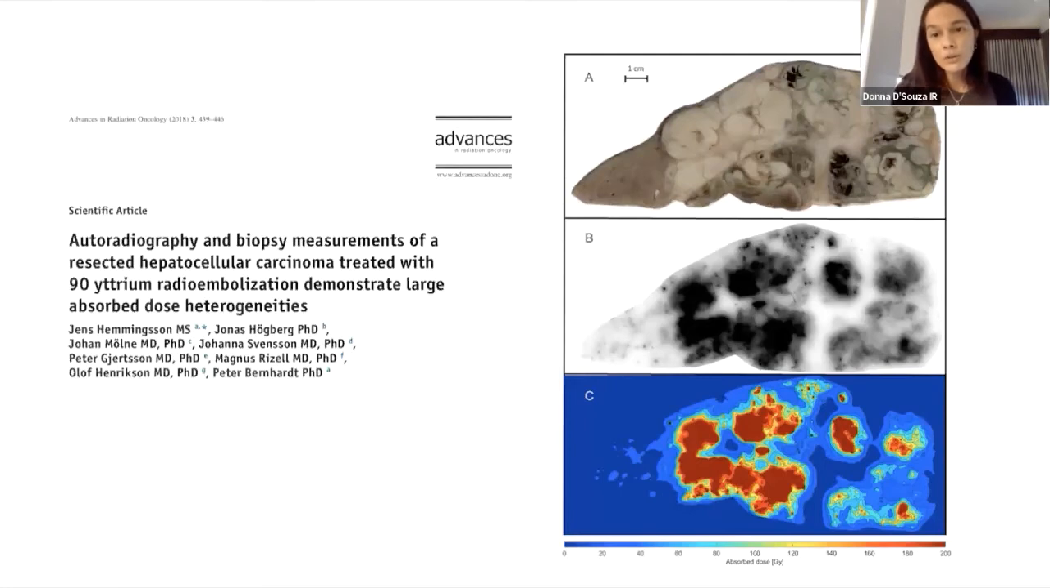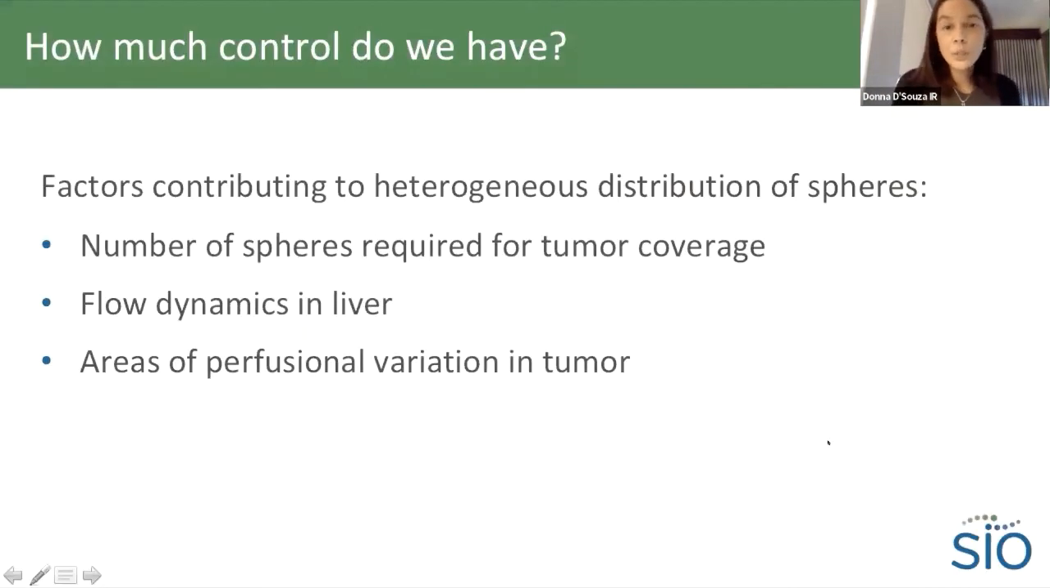But then if you look, for example, on the bottom right, you can see how heterogeneous the radiation distribution is, which corresponds to very heterogeneous dose distribution, which is the bottom picture in blue. And so how much control do we have over the distribution of spheres in the tumor?